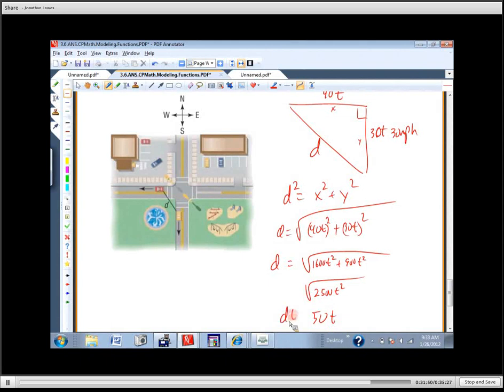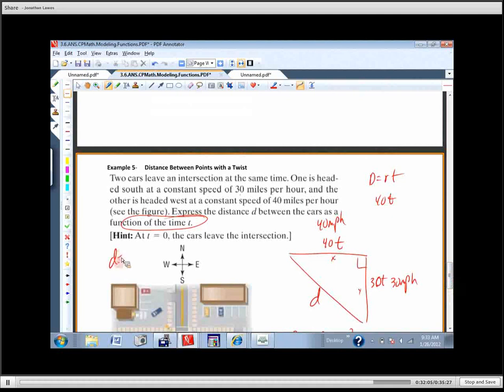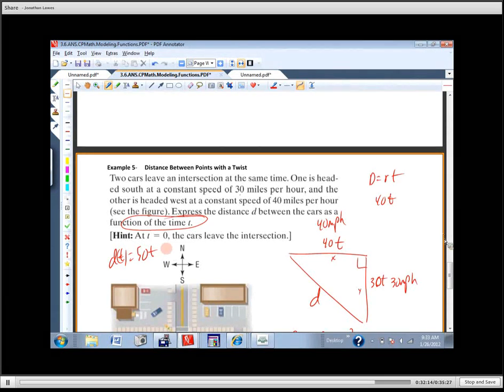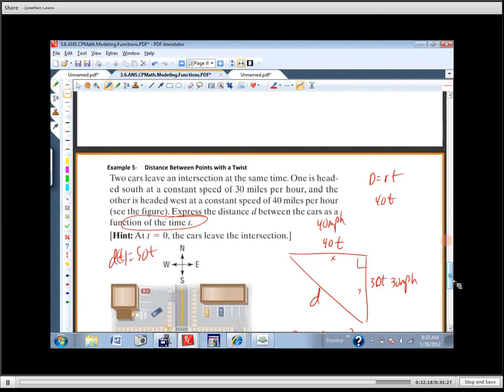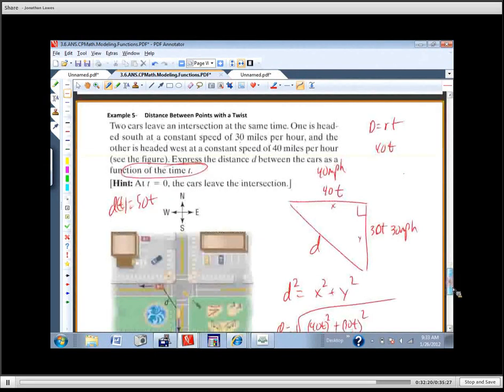So this is d of t. Out of that ugly problem, we end up with a distance function that's just 50t. It's the nicest one we've come across. So the answer to this one is d of t equals 50t. Any questions there? Okay. Good?